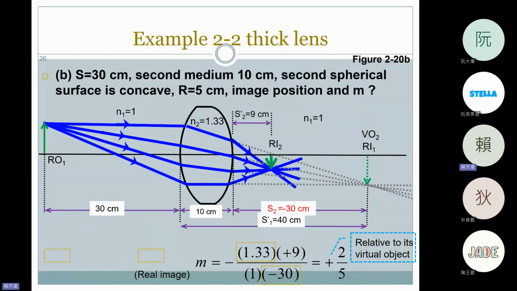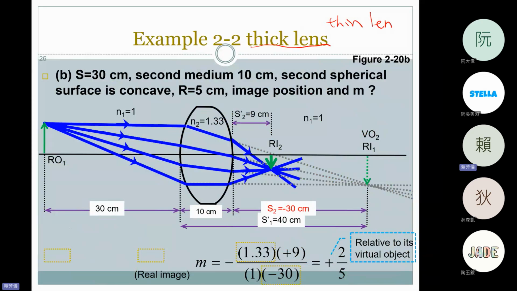And another question. This question is not in your textbook, but in another textbook, but it can help us connect with the second surface. I use this question here to make sure you understand how to apply the image equation of the refracting surface.